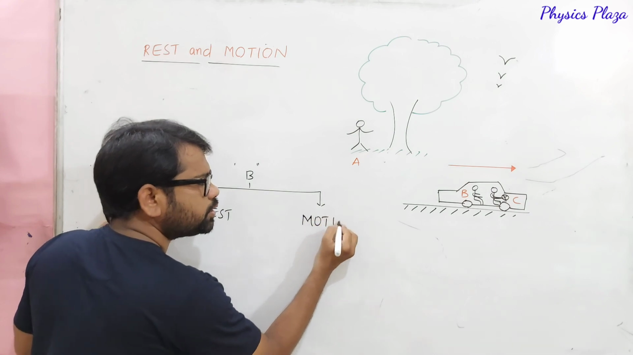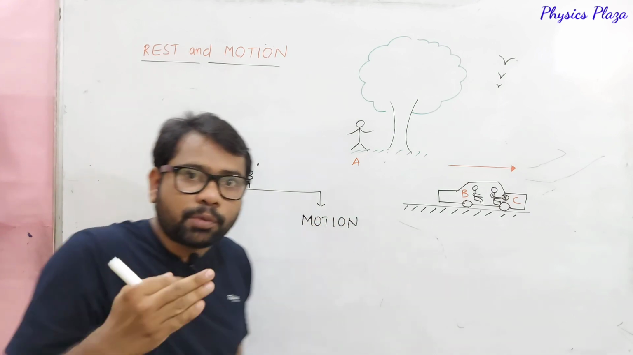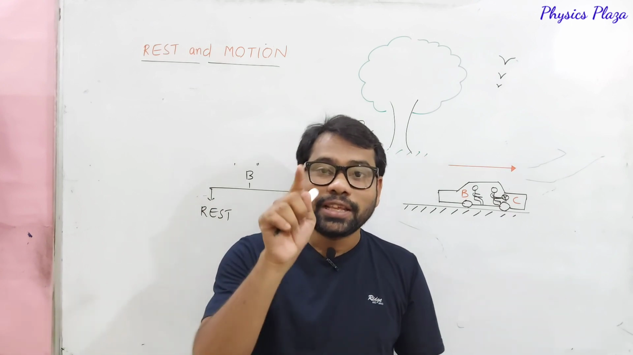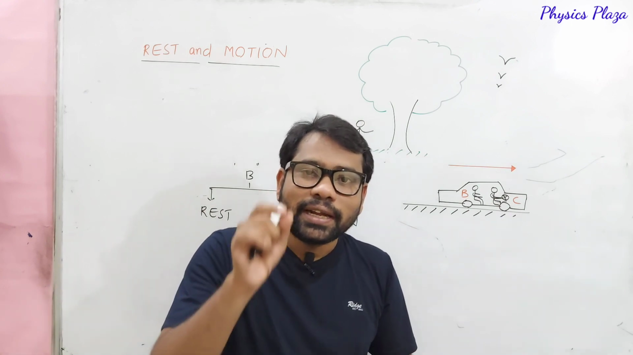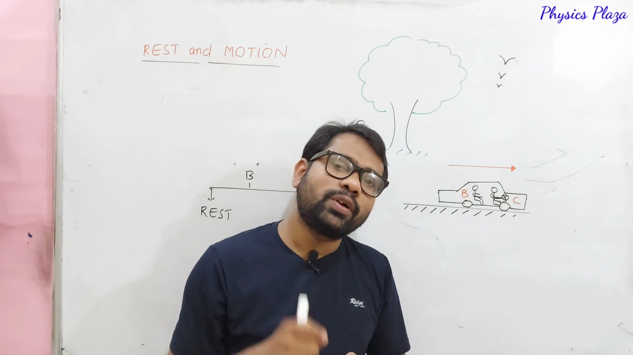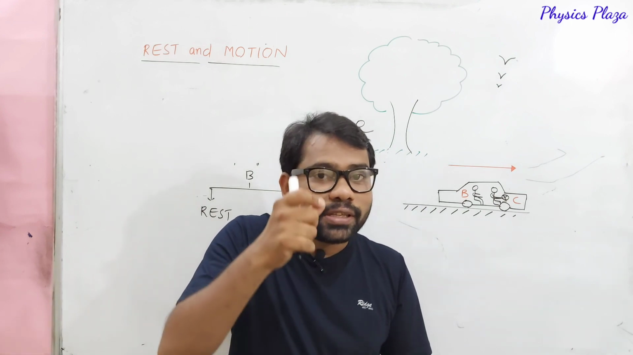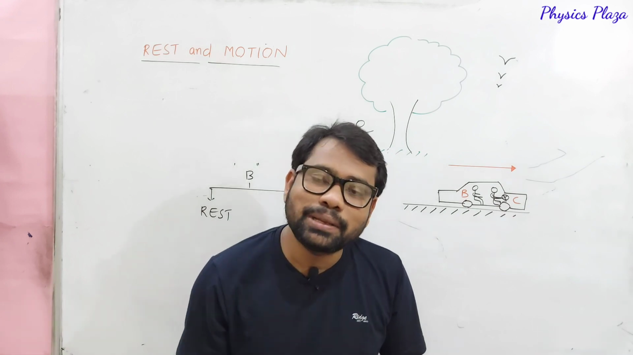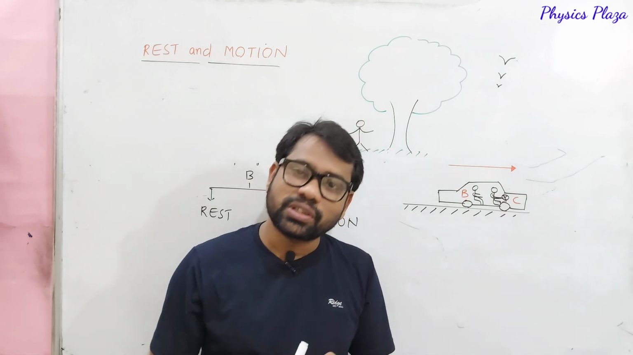Then you may doubt, sir, how is it possible? The same object, how can it be at rest and in motion at the same time? It is possible. That's what I said. It depends on the surroundings, with respect to what. What is that reference point? The reference point with respect to which you describe its position or its motion is very important.